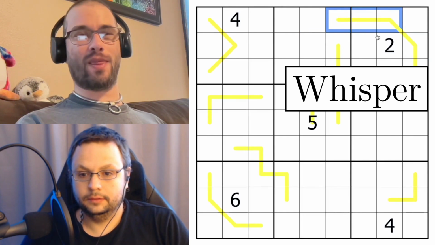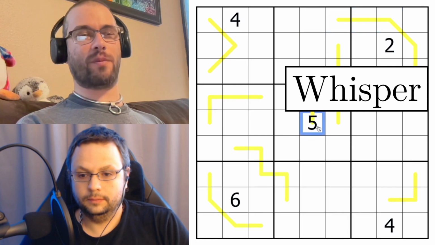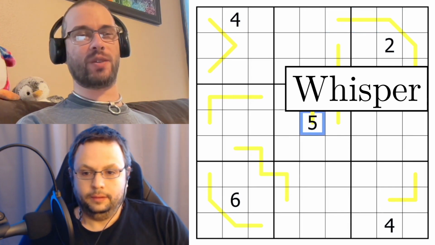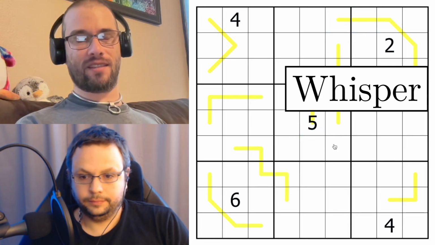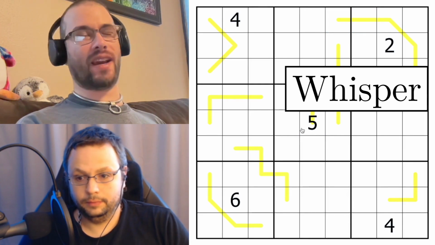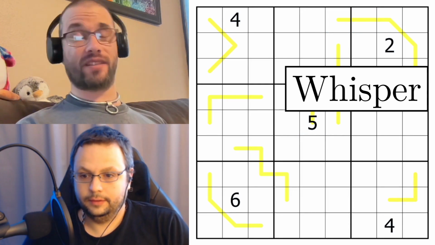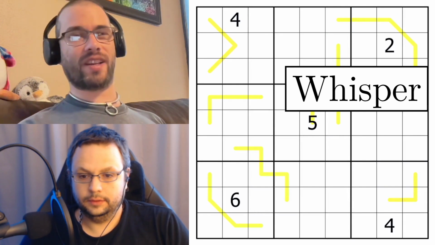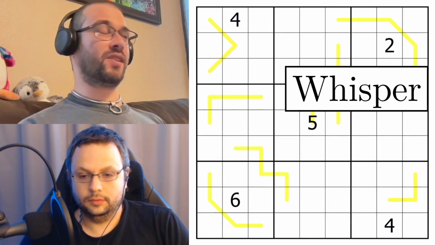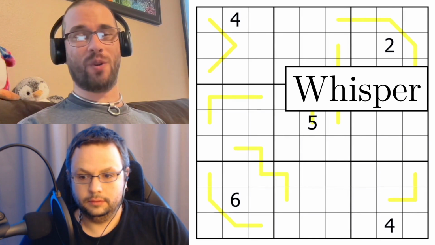Now, one thing that means is that 5 can never go on a German whispers line. If you have 5 on a German whispers line, then what are you going to put next to it? A 0 or a 10? And in this puzzle, we can't have 0s or 10s. Though if you want puzzles with 0s in them, check out Zeta's most recent puzzles.